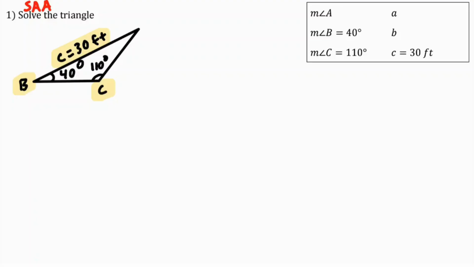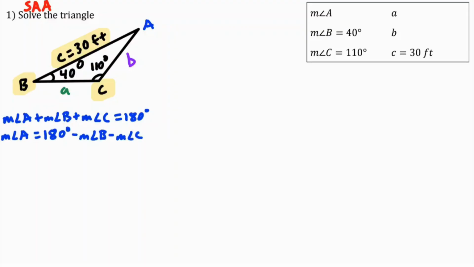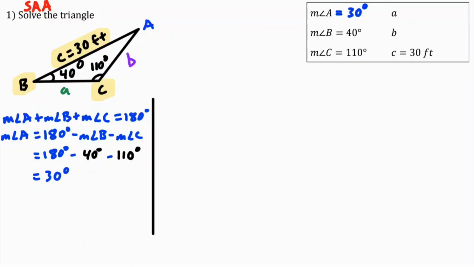Since we have two angles already, we can solve for the third angle. Since we know that all three angles add to 180 degrees, we can write that down, and then subtract measure angle B and measure angle C from both sides. Then simplify, and we get measure angle A to be 30 degrees. And then we'll write it down. A tip for this problem is that we'll be solving for three different variables, so once you solve one problem, it's good to section it off. That way it doesn't get mixed up with others.